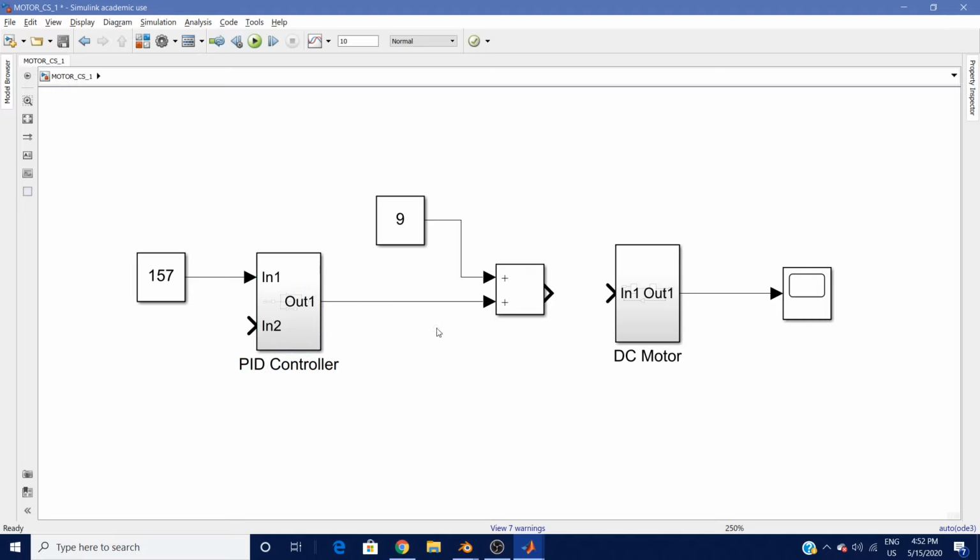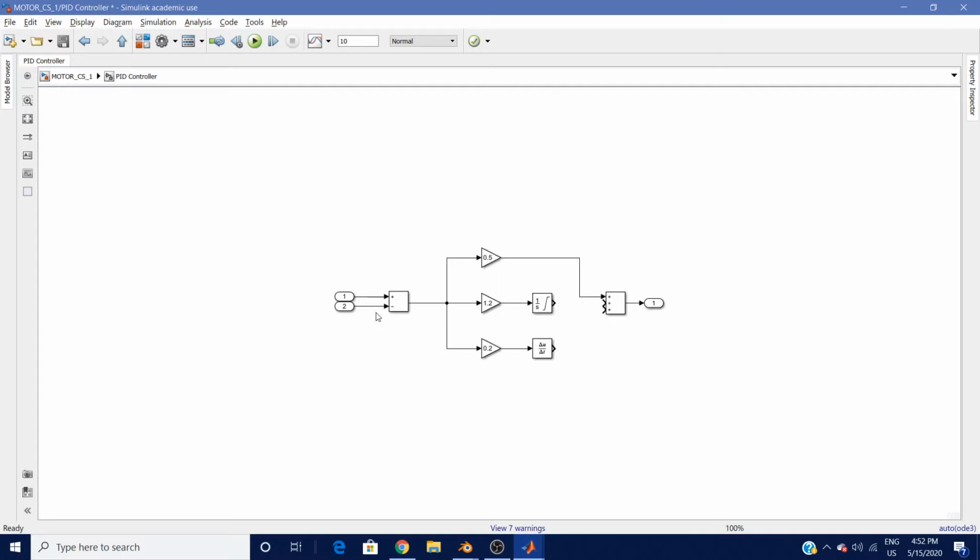Right now we have this setup, and we're going to have the output of the correction factor added to the 9 volts to give what the value of the motor should be. So the PID has to have an input of the error signal.